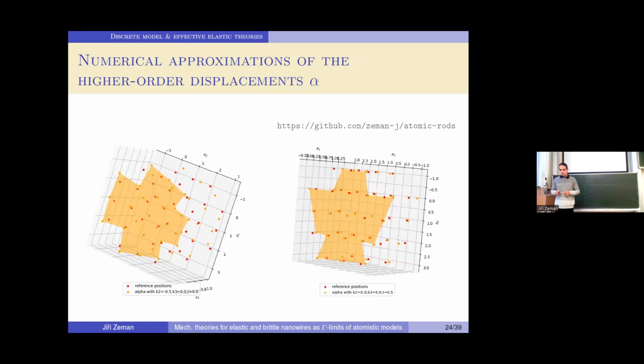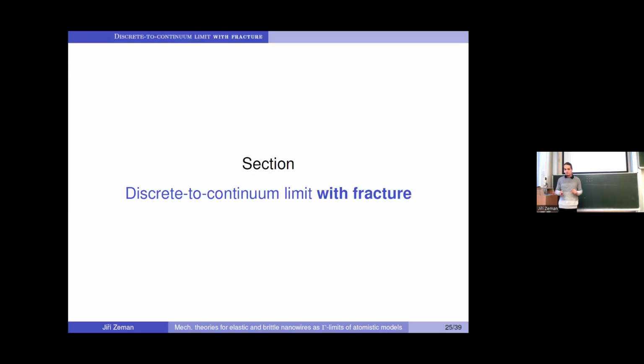Here I tried to simulate what the minimizers might be. On the left, you can see the case of bending, and on the right, the case of torsion. So the warping can be seen. And if you want to experiment, the code is available, although I haven't uploaded the most recent version.